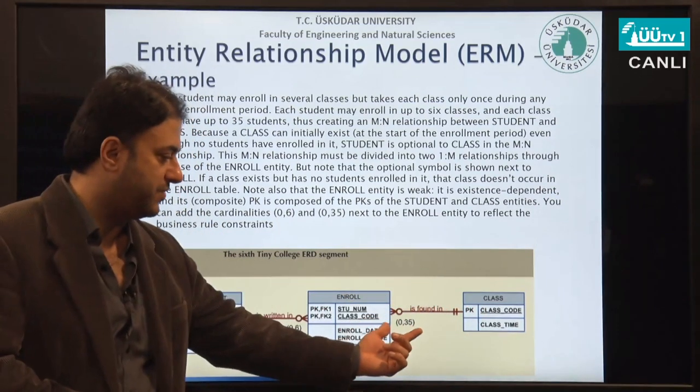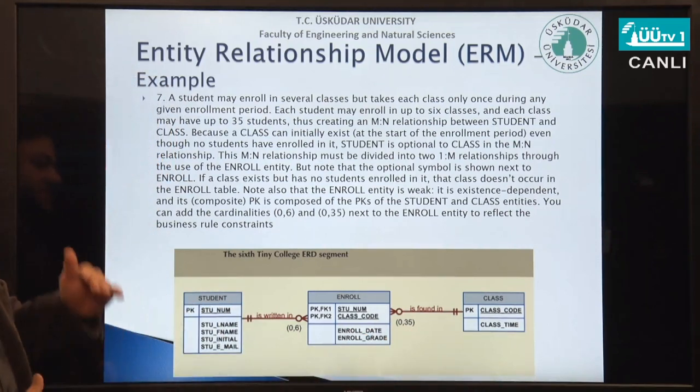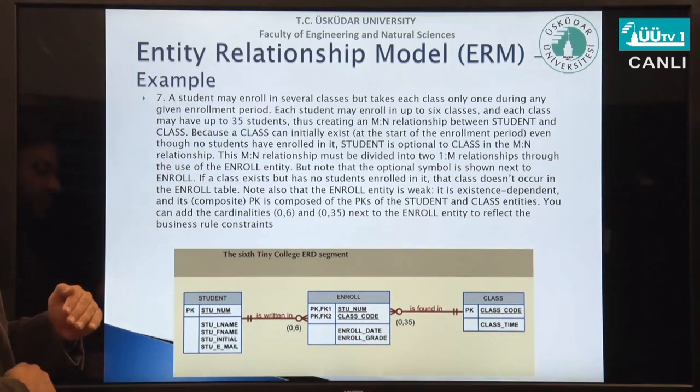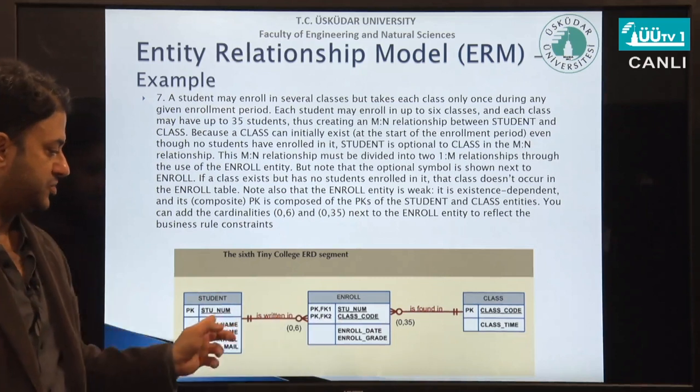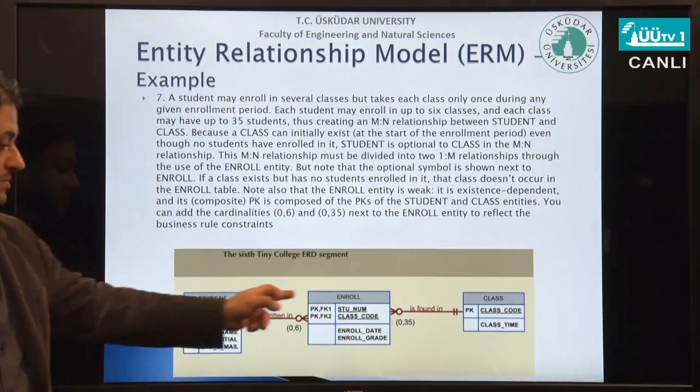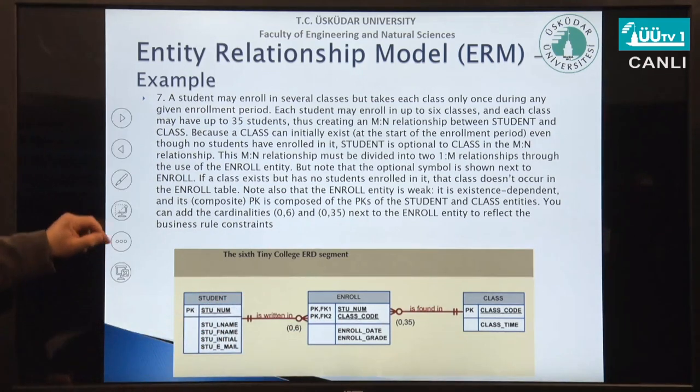So this is the side of the cardinality 0, 35. This is how we can look at the upper bound of the cardinality, the relationship between those entities in the many-side relationship.